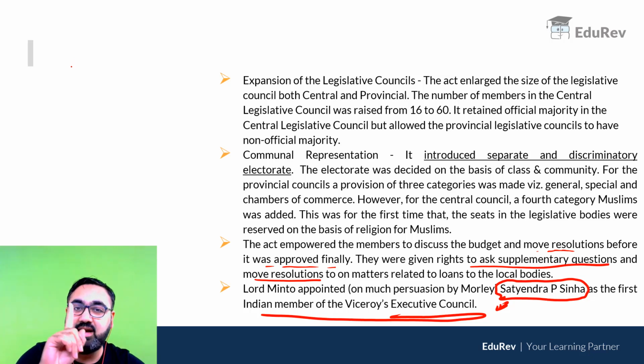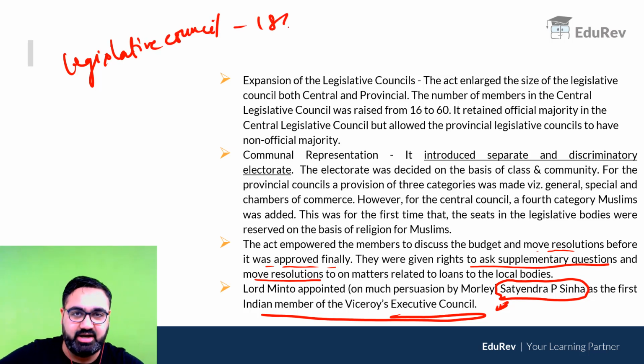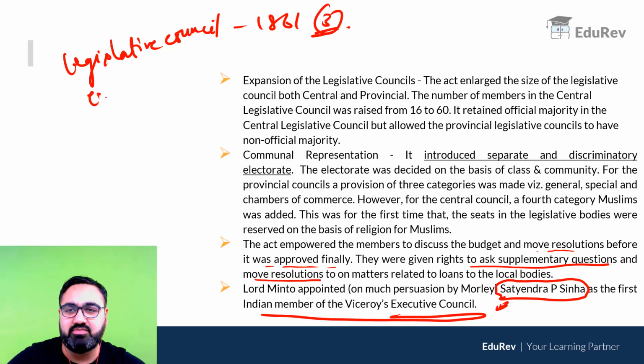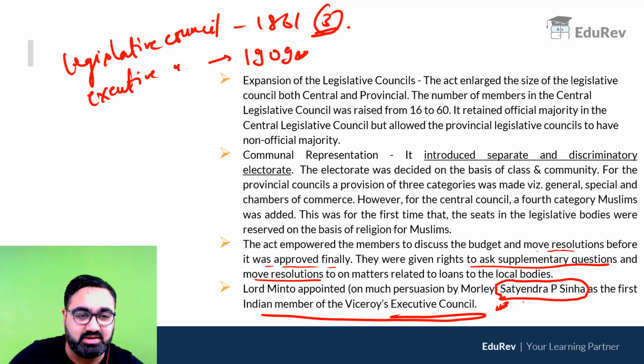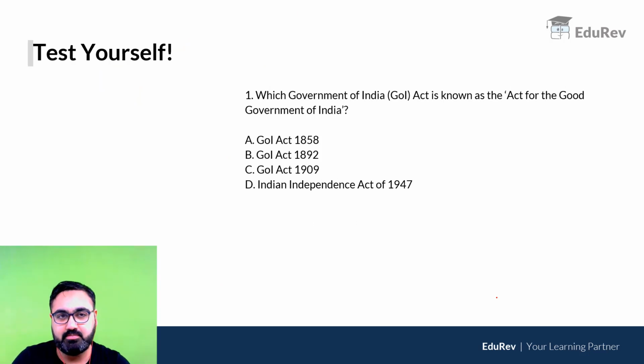नहीं. The 3 Indians that were appointed in 1861 were in the Legislative Council. So Legislative Council में Indians were added much earlier. In 1861, 3 Indians were added. But in the Executive Council of the Viceroy, means the Council of Ministers, जैसे आप समझ सकते हैं. In the Executive Council, the first Indian that was added was in 1909 only, and he was Satyendra Sinha. Remember this name. He was the first person or first Indian to be added in the Viceroy's Executive Council. That was done through 1909.